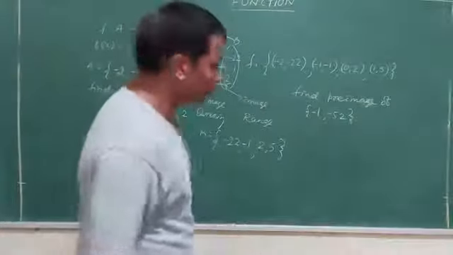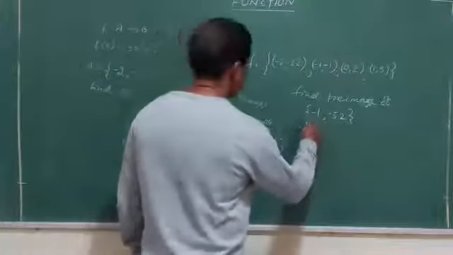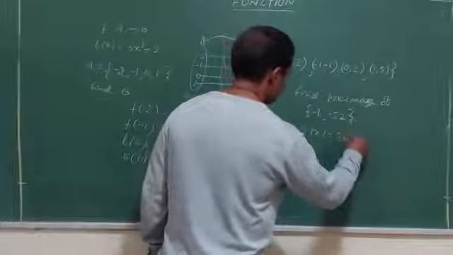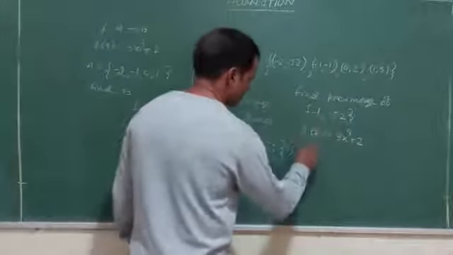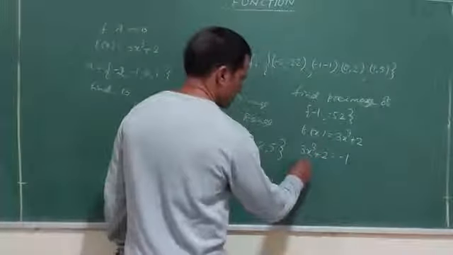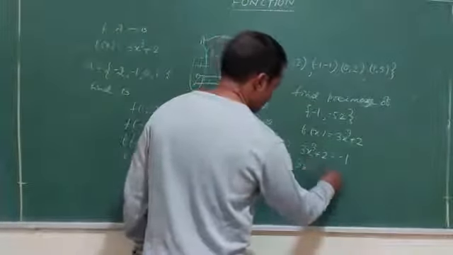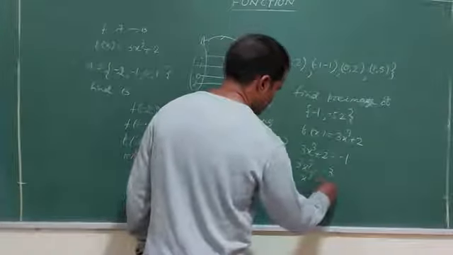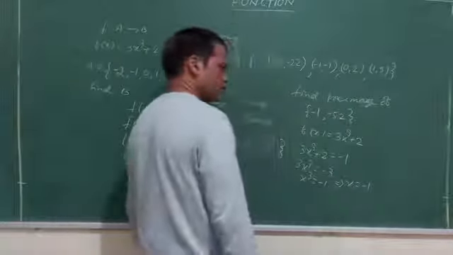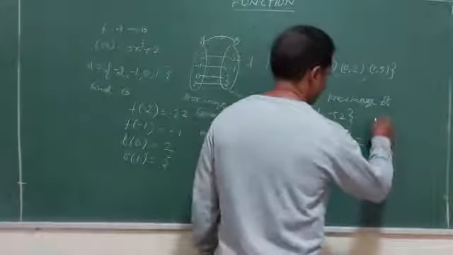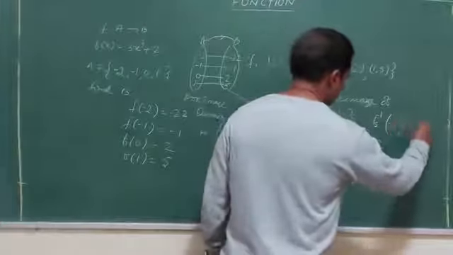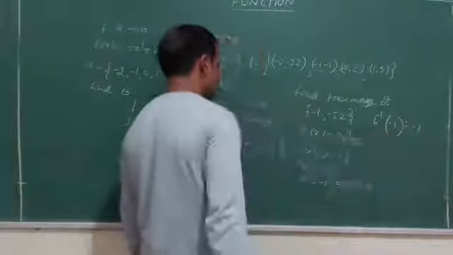So in that case, how to solve it? What will you do? You will write down f(x) is equal to 3x cube plus 2. This is the output now. So 3x cube plus 2 is equal to -1. 3x cube is equal to -3. x cube is equal to -1. Implies that x is equal to -1. Alright? That means f inverse of -1 is equal to -1. This is clear. This is the way of writing.